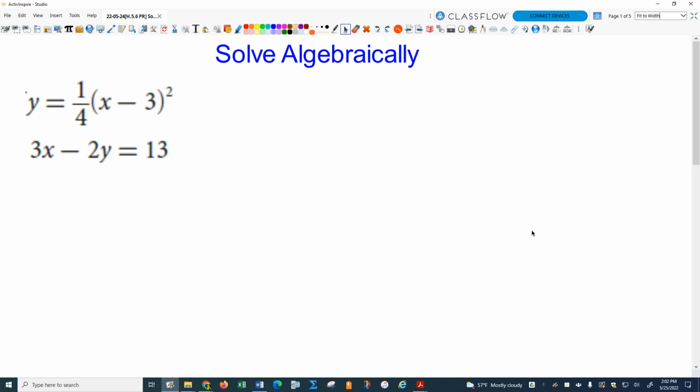This is not really a new topic. It's just an extension of a bunch of stuff we've already done. We're going to look at solving nonlinear systems. So just to set this up real quick, think what it means to solve a system of any kind.